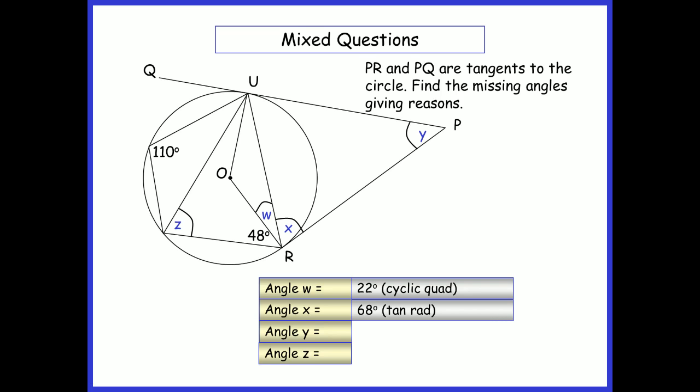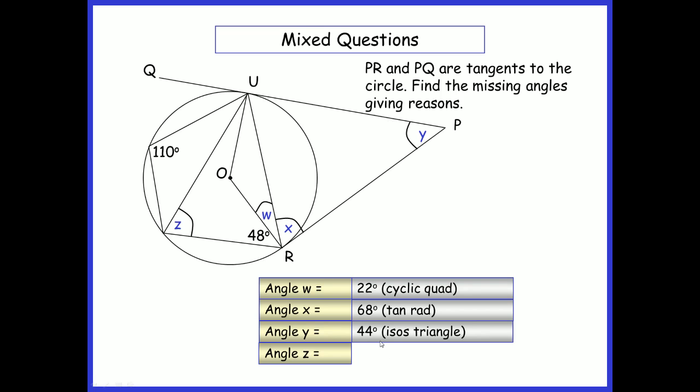Okay. Angle Y. Well, what do we know about angle Y? Angle Y is part of an isosceles triangle, and the isosceles triangle goes like this. So UP and PR are exactly the same length. We know that X is 68, so the angle PUR must be 68 as well. So 68 and 68 are 136, and I would take that away from 180, and I'd be left with 44.